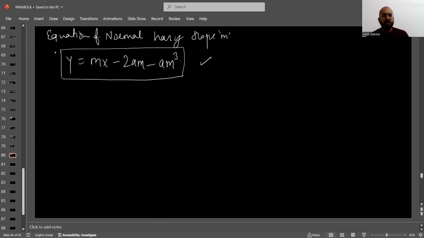So we've got this thing. Now there are beautiful properties of the normal to the parabola. Let's see them one by one, and then we'll solve some problems based on them.